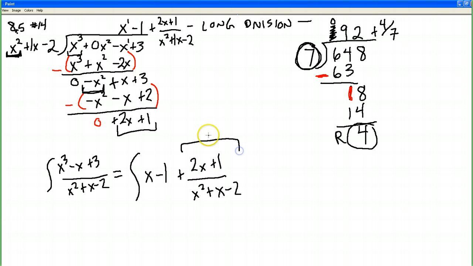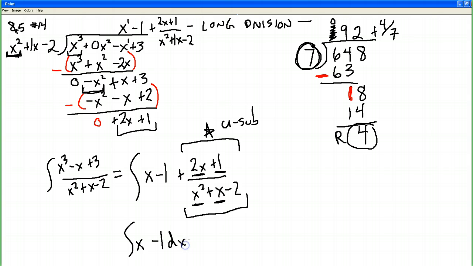This right here should scream u substitution. If you look at the top, 2x is the derivative of x squared. 1 is the derivative of x. So now I can separate this out and do that integral separate. So really you have the integral of x minus 1 dx plus the integral of 2x plus 1 all over x squared plus x minus 2 dx.